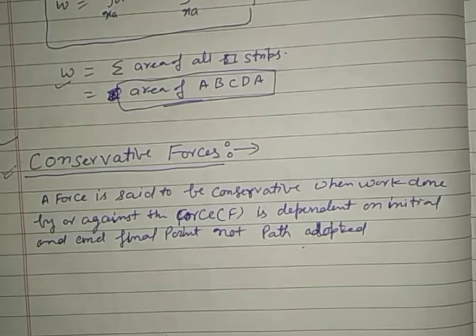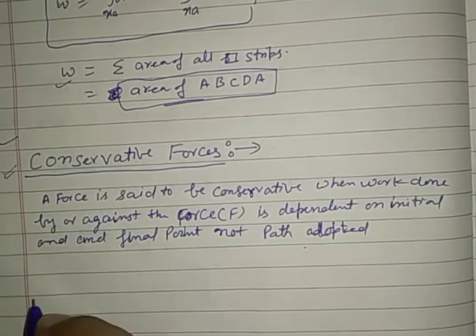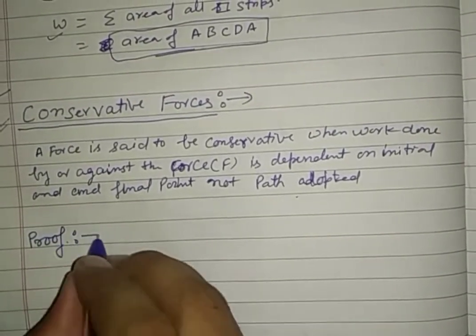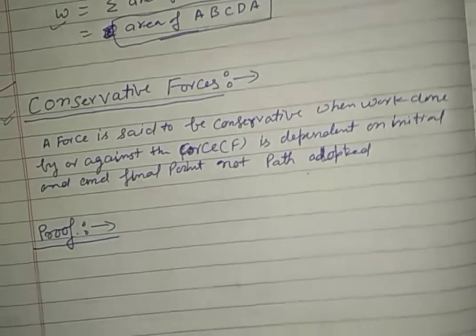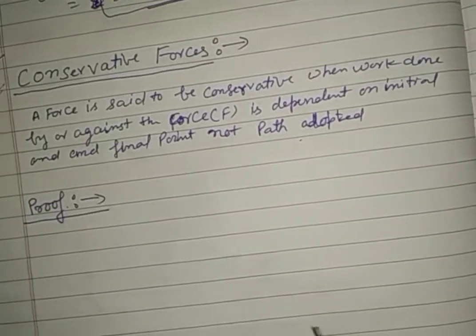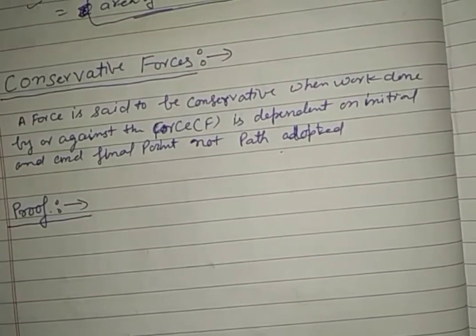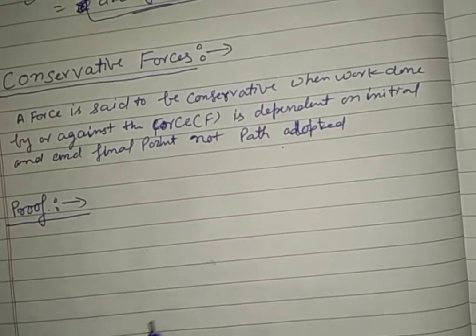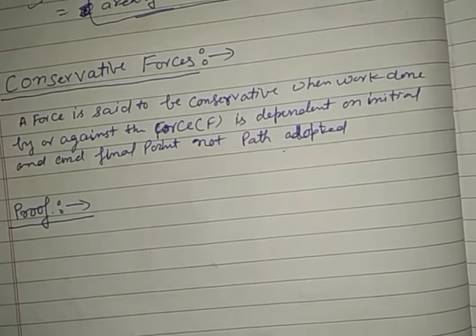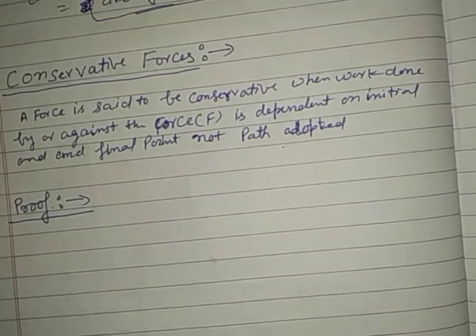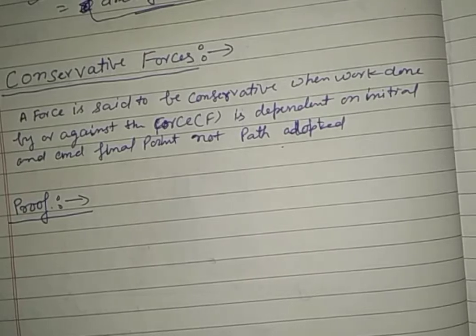Right? So this conservative force concept we can prove by the following method. We are taking different cases of moving a body from initial to final point. We will calculate the work done under each case. If work done in all the cases is the same, then the force is said to be conservative. Otherwise, we keep it in the category of non-conservative forces. That is the second type.